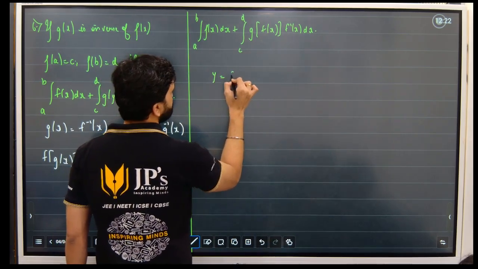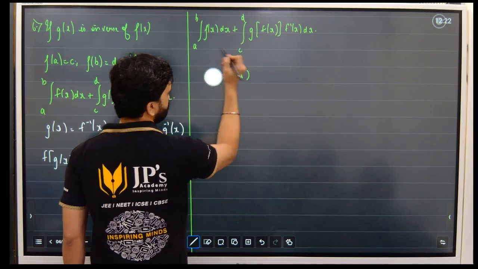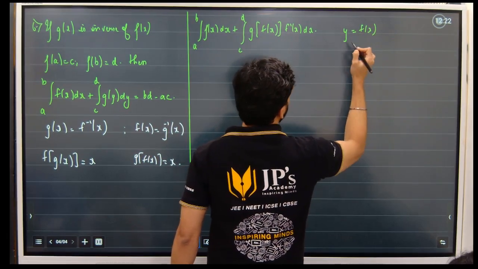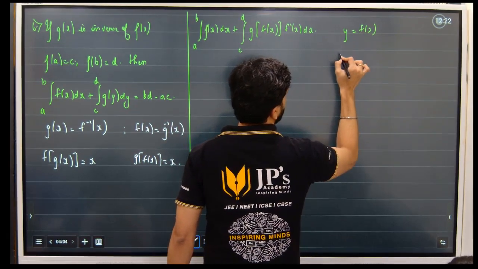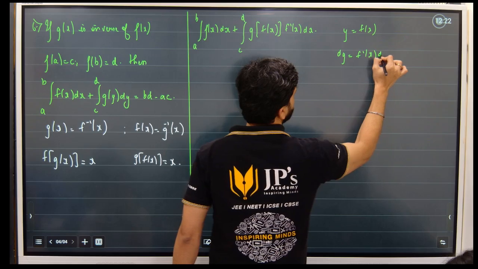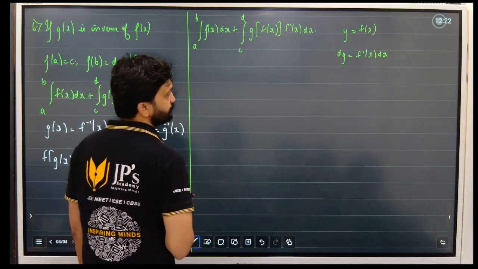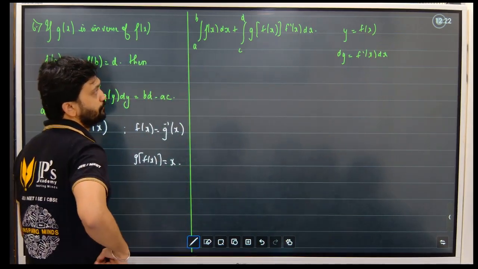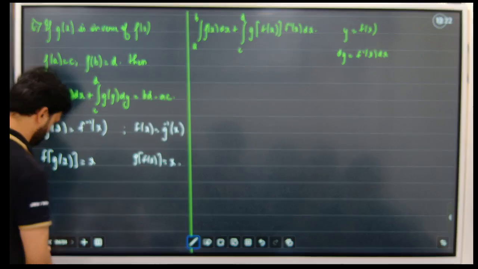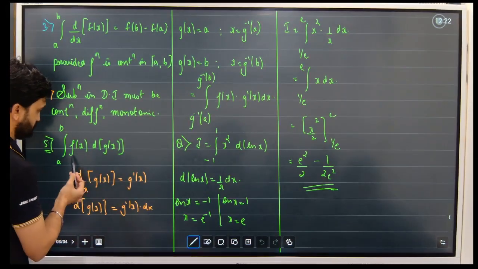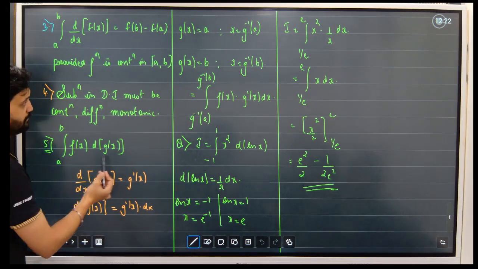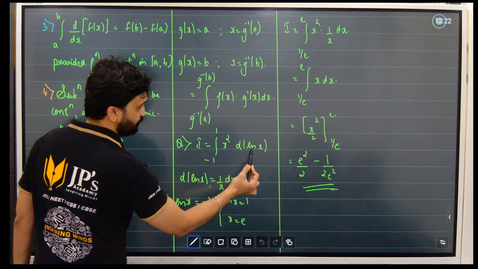If y is equal to f of x, just write it here, then dy will become f dash x dx. And that is what I have written here. Now, when I solve this, it is of this pattern: f of x into derivative of g of x, that is given to it. The same pattern where it was here.